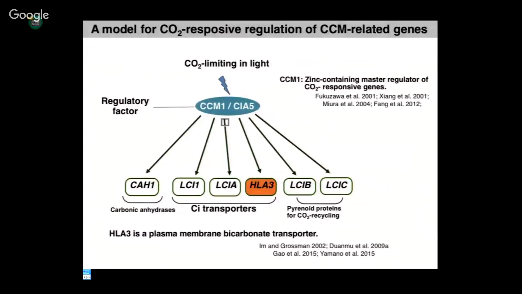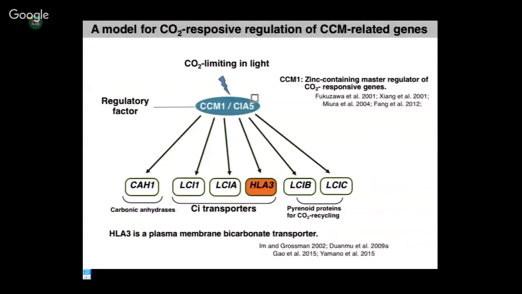We assume this could be a sensing protein, but anyway, the carbonic anhydrase, LCIA, ion channel, bicarbonate transporter, and other components are missing in this mutant. So all these CO2 inducible proteins are regulated by a single gene product.